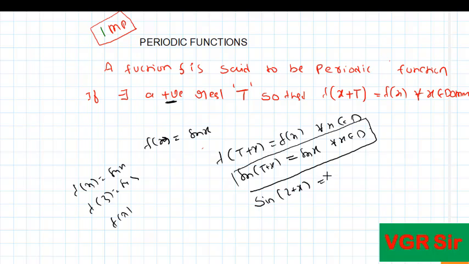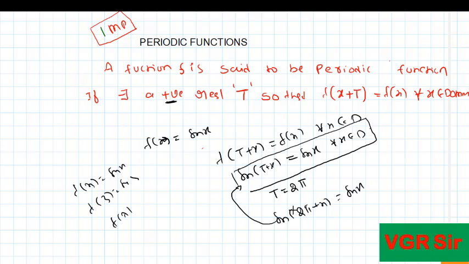Sin of 2 plus x is not equal to sin x, no? But don't think that such a t won't exist. A t exists; I just checked with t as 2. But if you take t equal to 2 pi, what happens? Observe: sin of 2 pi plus x equals sin x only. Sin of 360 plus theta is sin theta only. It means this sin function is satisfying the definition for t equal to 2 pi.